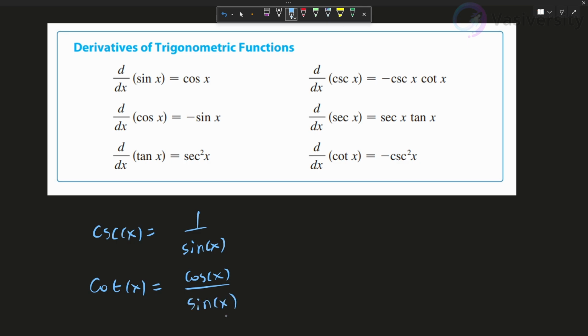You can also use the trigonometric identity for that. All right, so in the next lesson, we will do the chain rule.